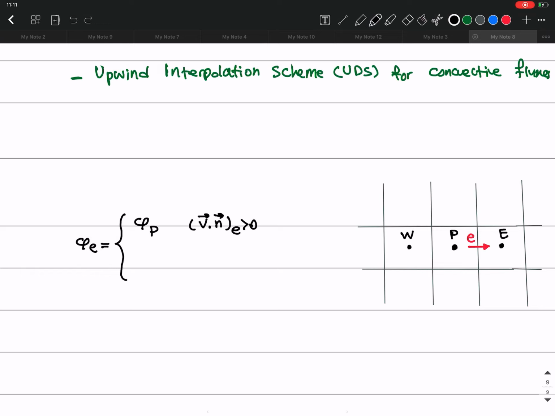And if V dot N is negative, that means we have a flow that is coming from right to left, then the value of phi E is going to be phi at point E. That means we have a flow that is going this way, so this is vector V, and then N is this way. So V dot N is going to be negative. So the value of flux at E here, we just set it as the upstream value, this value here.